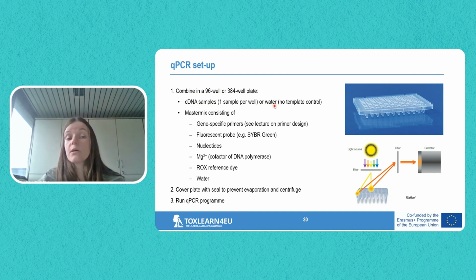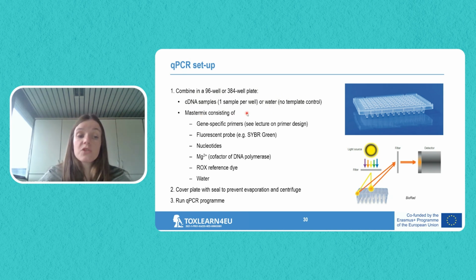In case we do see amplification in these wells, this could point towards contamination. But of course, it's also possible that primer dimers are formed, and these could also cause an increase in fluorescence. But inclusion of no template controls is important to check for contamination. And then what will you add to these cDNA samples or to the water and no template controls?